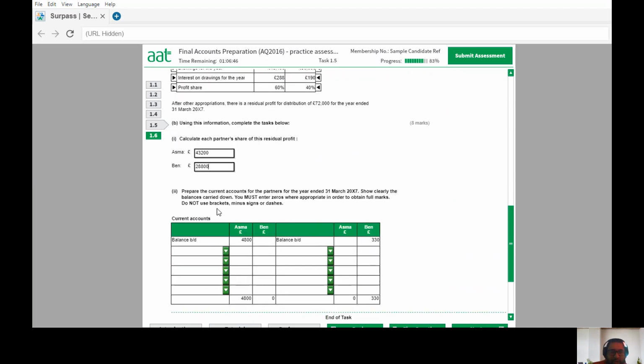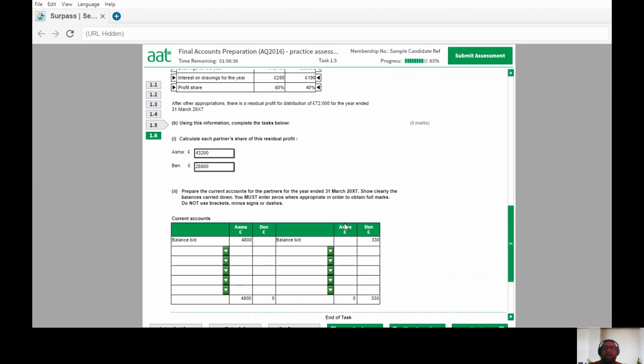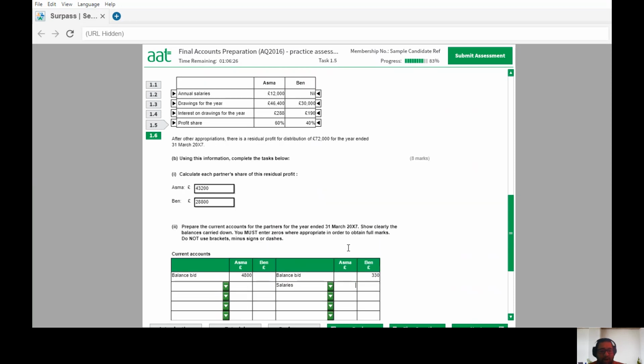It's all done now. What we need to do is prepare the current account. So how am I going to do the current account? This is going to be importing information from these boxes there. Okay, so here is how I'm going to do it. First one, you already know there is a salary. So let's see, salaries. Asma takes a salary of £12,000.